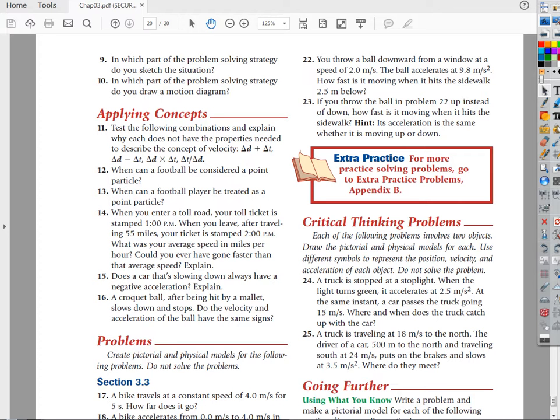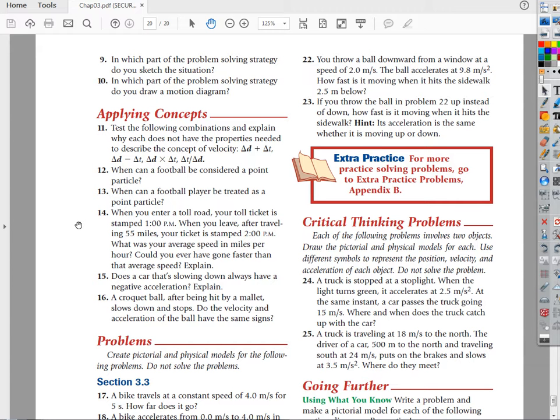Okay. What else we got? 14 through 16. When you enter a toll road, your toll ticket is stamped 1 p.m. When you leave after traveling 55 miles, your ticket is stamped 2 p.m. What was your average speed in miles per hour? Let's go ahead. What do we got? 55 miles per hour.